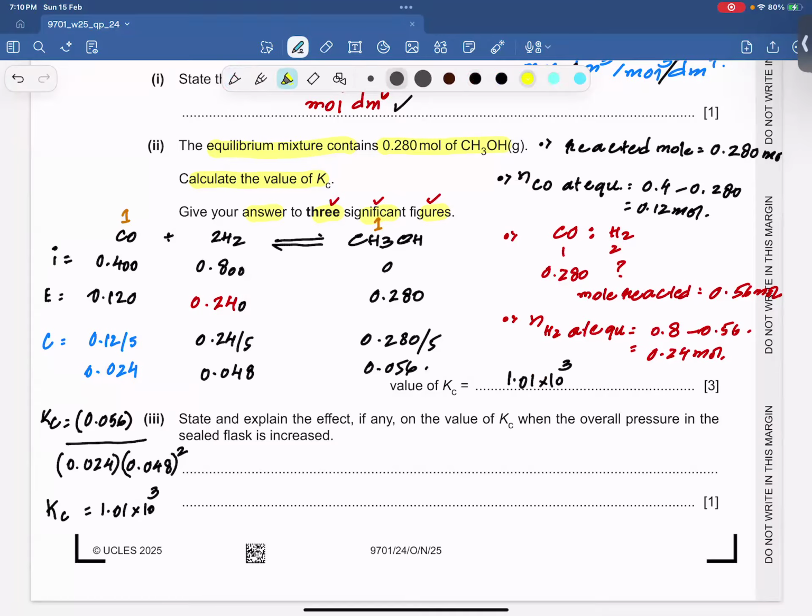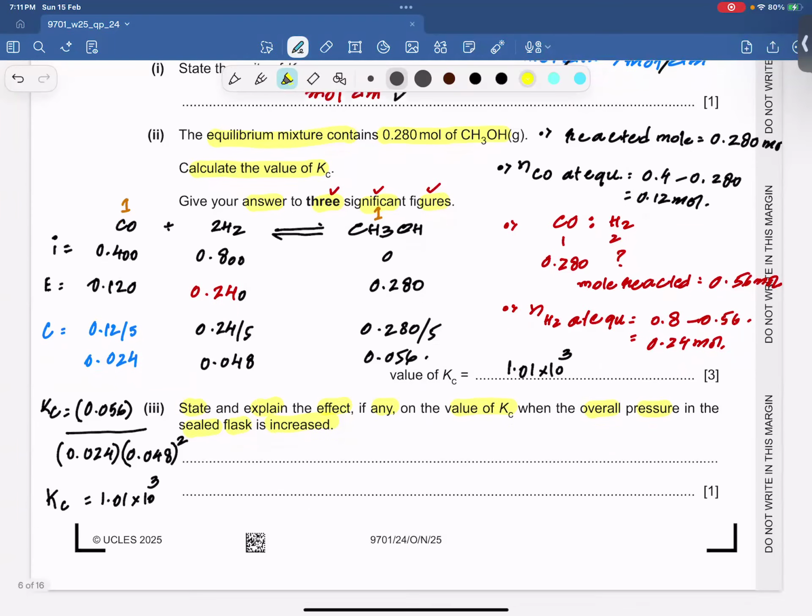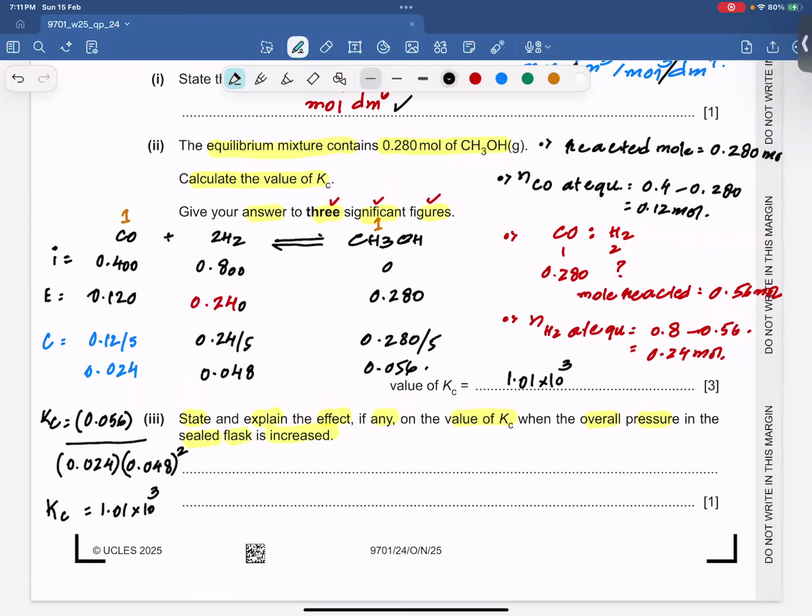Now the next part is: state and explain the effect, if any, on the value of Kc when the overall pressure in the sealed flask is increased. Well, Kc is only temperature dependent. So there will be no change in the value of Kc.